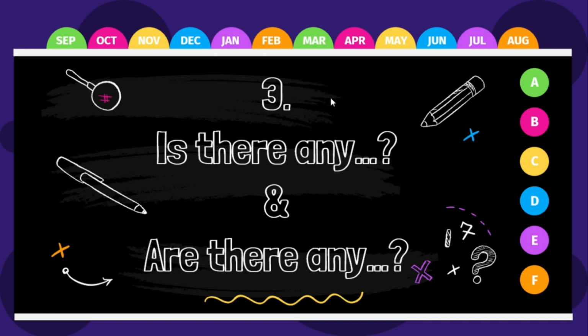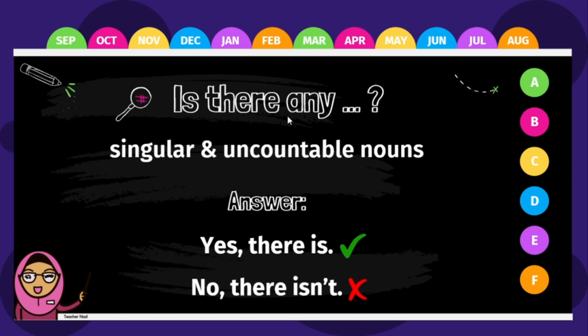Now, let us continue with activity number 3. Is there any? And are there any? Okay, boys and girls. Is there any? Are there any? is a type of question, sejenis soalan untuk kita bertanya mengenai kewujudan sesuatu barang, apa sahaja. Okay, kita nak tanya benda tu ada ke tidak? We are going to use is there any and are there any. Okay? So number 1, is there any?